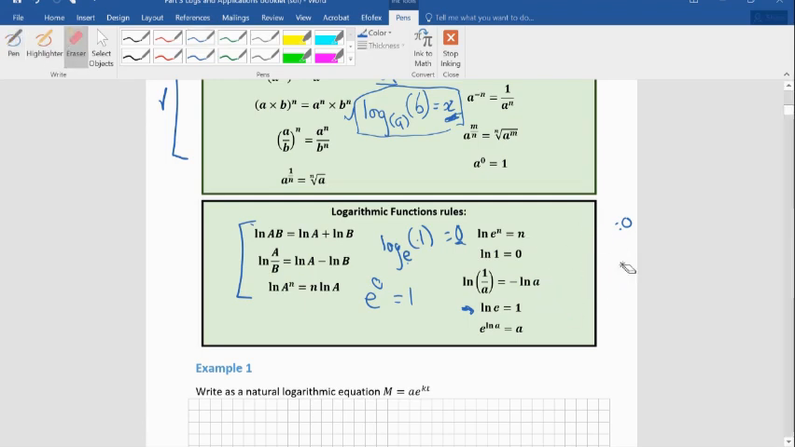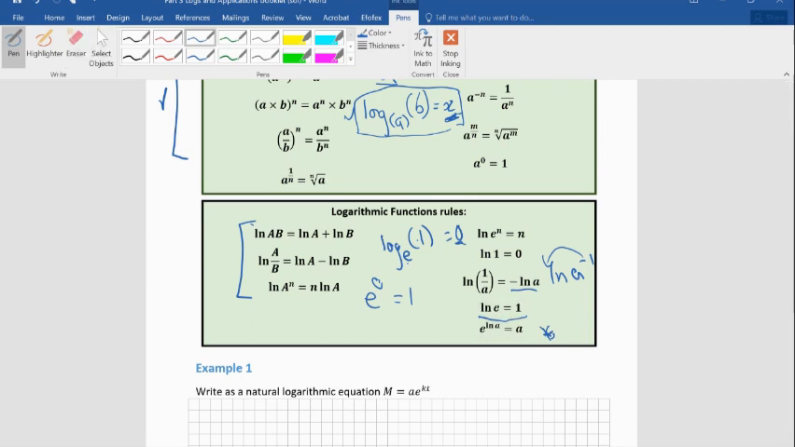Another couple of rules we've got up here. We've got ln 1 on a equals minus ln a. Another way to write that is ln a to the minus 1. The negative goes out the front, and that's why it becomes minus ln a. This is the one we just talked about. We know that's equal to 1. This one here is a bit of a special one. e to the ln a is always equal to a.